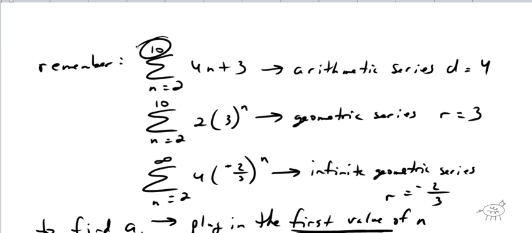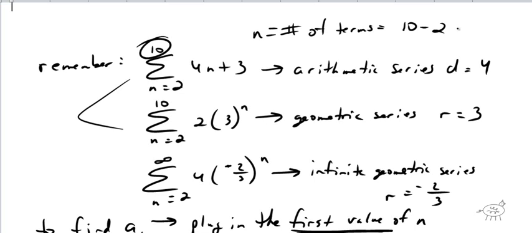And also remember, for these two, you need to know the number of terms, which is n. The number of terms is basically 10 minus 2, the top minus the bottom, plus 1. So in this case here, it would be 9. Okay? Very, very important.